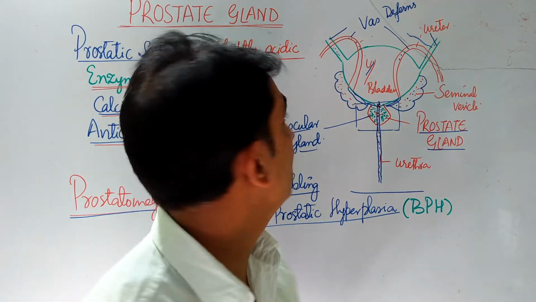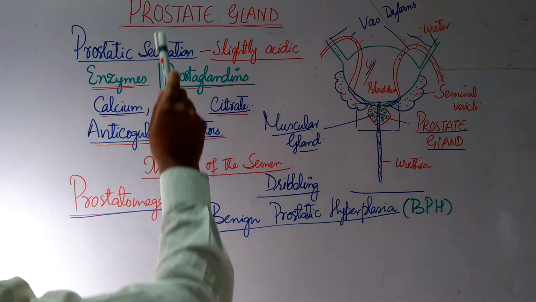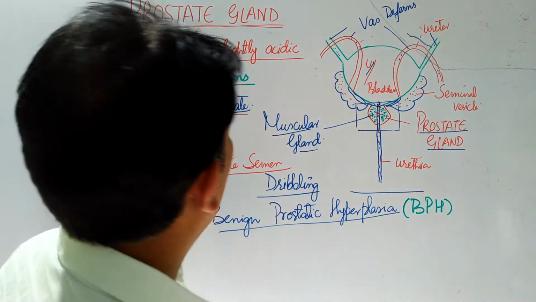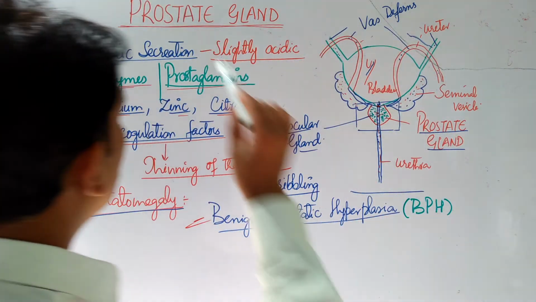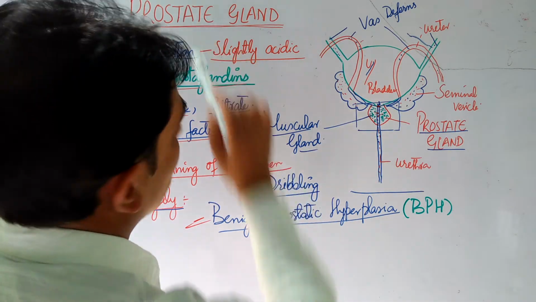Today our topic is the prostate gland. This gland is a very important male accessory gland related with the human male reproductive system. First we will try to understand the location of this gland.